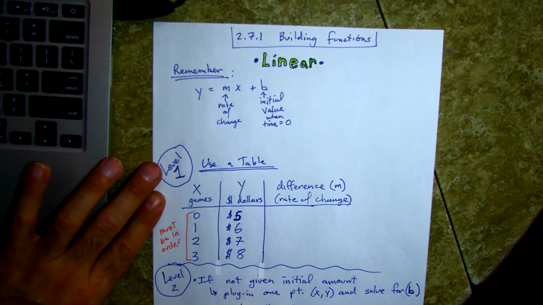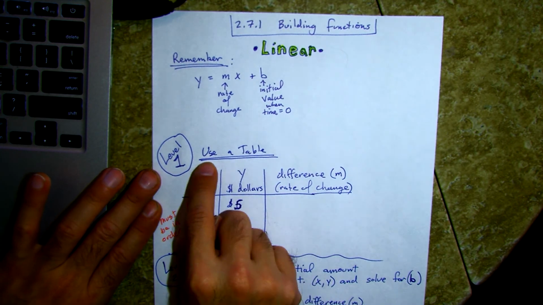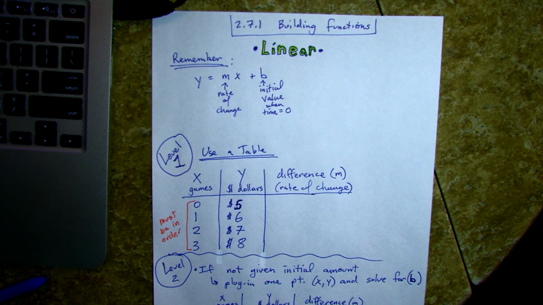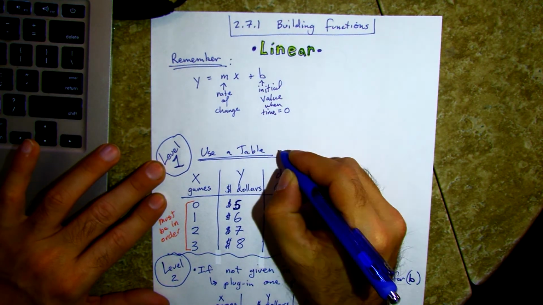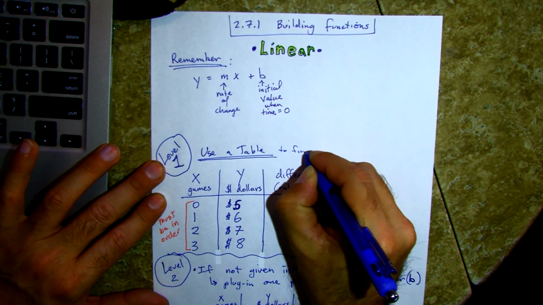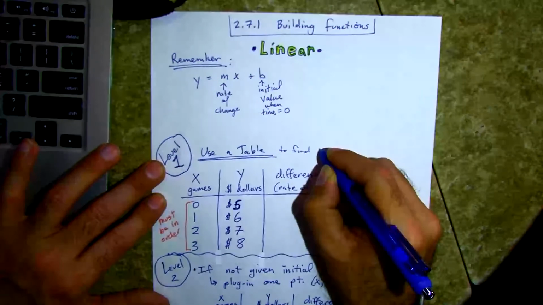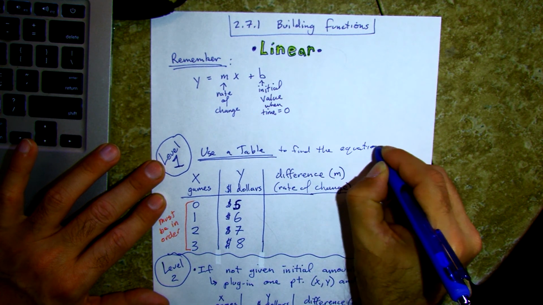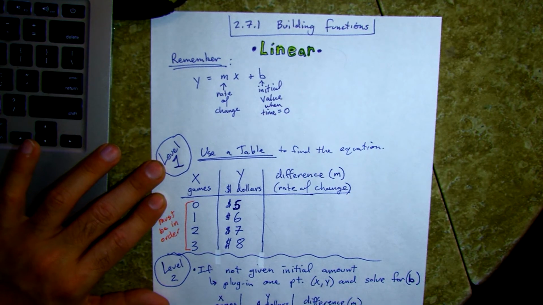But let's look at level 1 here. We're using a table to find, actually add this right here. Use a table to find the equation. Right? We're just using the table to find the equation.